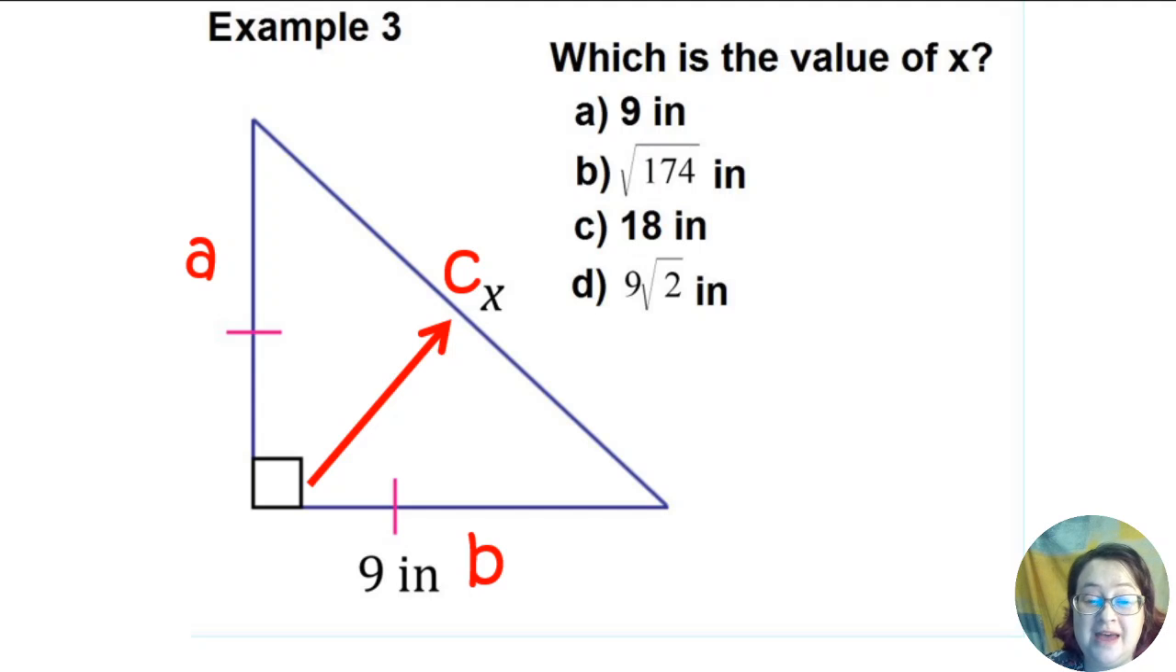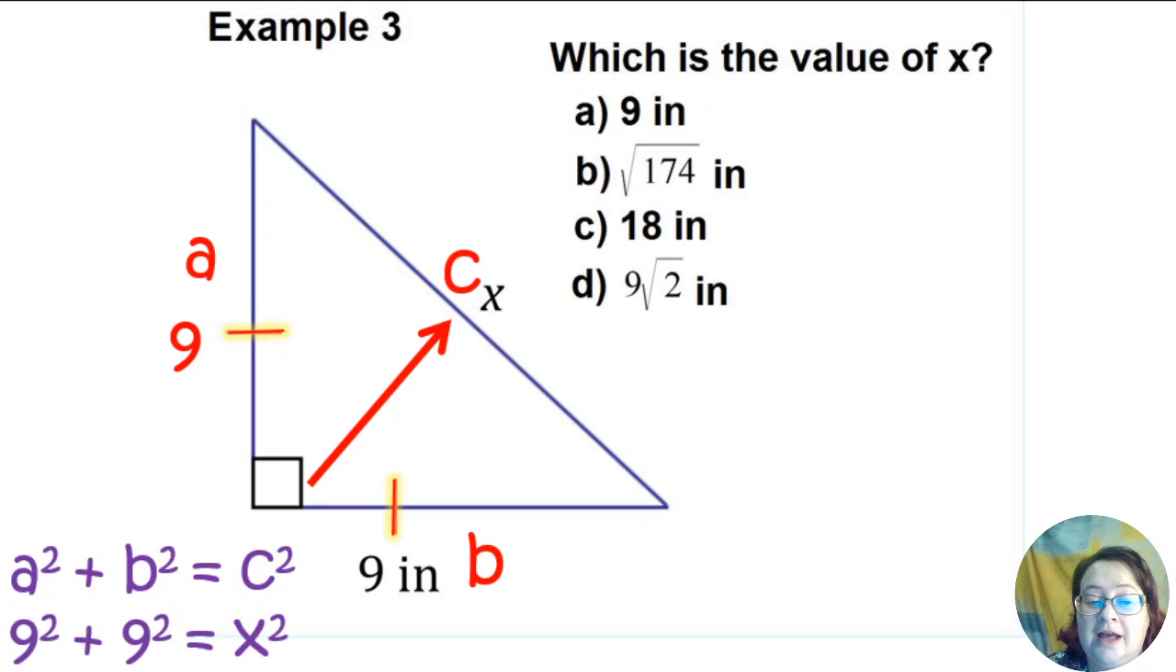You guys remember what that means? Tick mark means congruent. So I have a 9 inches on this side, and I also have a tick mark on this other side, which means that also has to be 9 inches. So I can go ahead and write out a squared plus b squared equals c squared. I'm going to replace a and b with 9 and replace c with x. 9 squared plus 9 squared equals x squared.